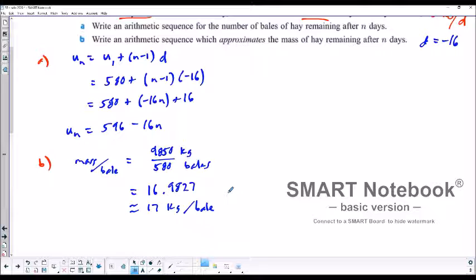Okay, so then, because obviously with the decimal, it's an approximate value when we substitute. So u sub n is going to be u1 again plus n minus 1 d. If each bale is approximately 17 kilograms, then the difference in this case is going to be negative 16 times 17, because each bale is 17. They're getting rid of 16 bales per day, so 16 times 17, well, it's going to be negative 272 kilograms per day.